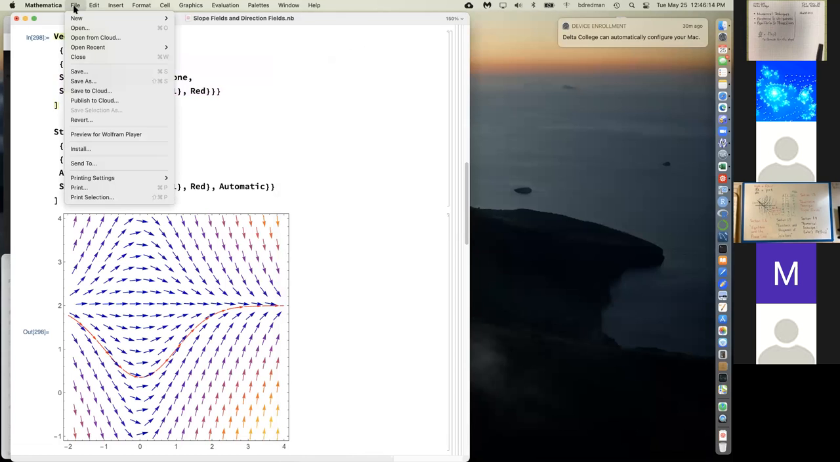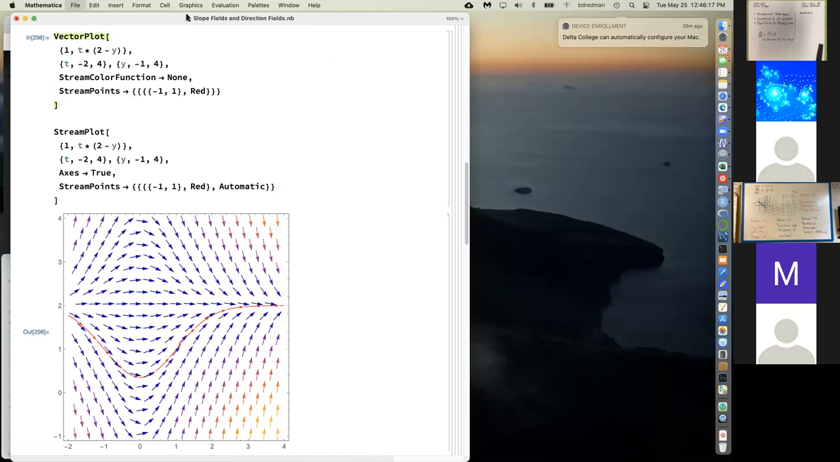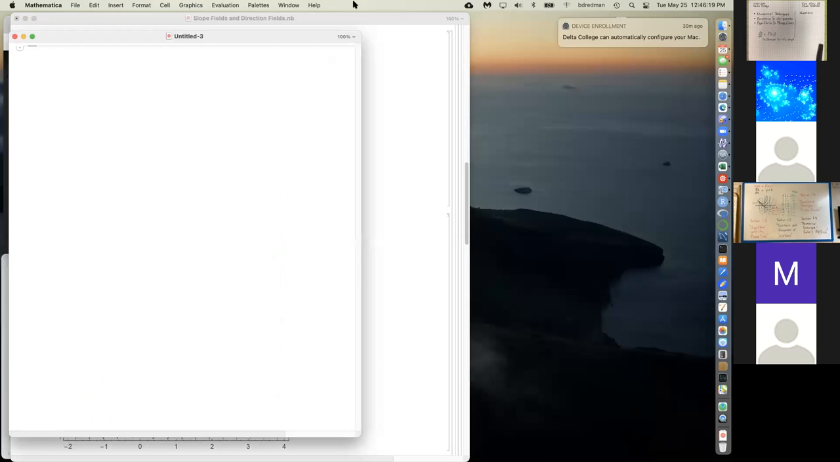But if I want to open up a new blank notebook and just type in it, that's what I was trying to demonstrate for you. I apologize. So let's say VectorPlot, square brackets. Let's do that formula F that I had on the board a second ago. Let's do the T's from minus 2 to 2. Let's do the Y's from minus 2 to 2.